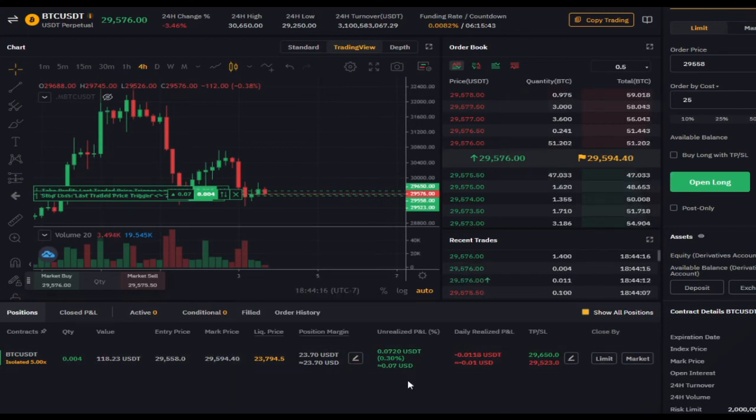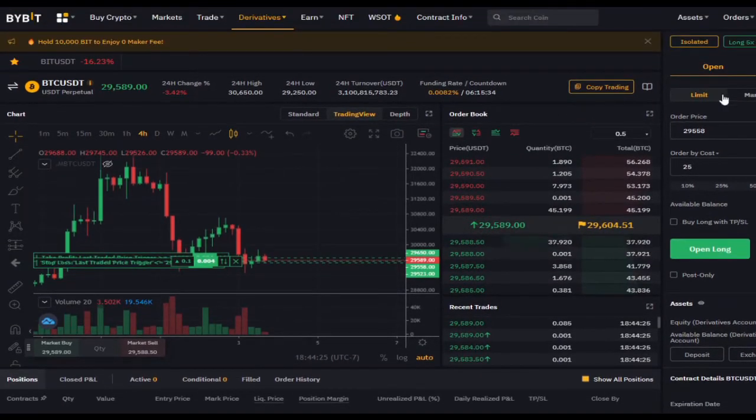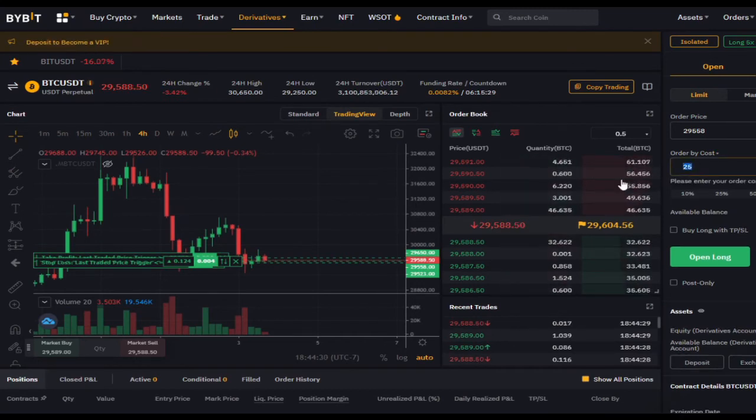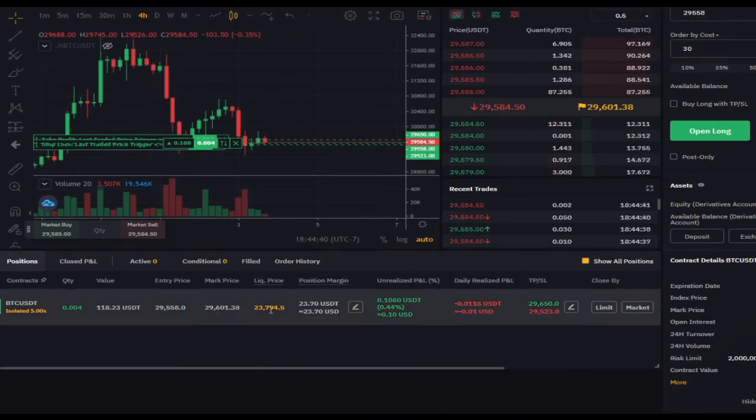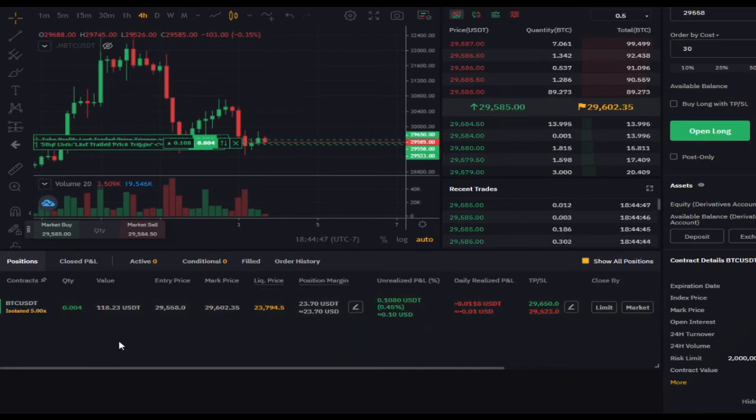Good question. Really good question. So, no, that is not the same as adding to your position. Adding to your position would be you coming back up here and saying, okay, at this price again, I want to put in another $25 or another $10 or another $30, whatever the case may be. And then you would open another long and that would just add to it. When you're adding margin, you're only adding margin to take away from your leverage. So your margin is to help with your leverage and help with your liquidation prices.